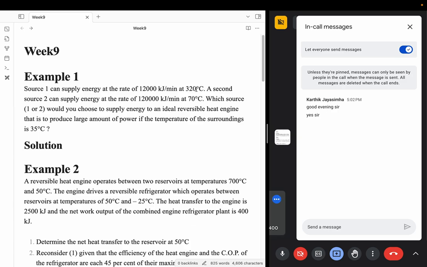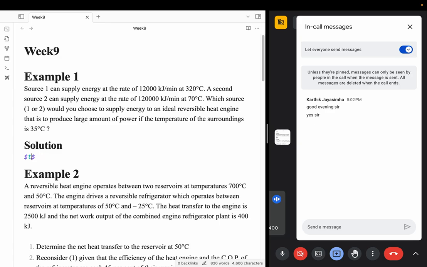So here we have two different Carnot cycles. The sink temperature, or the cold reservoir temperature, is 35 Celsius for both of them, but the hot reservoir temperature is different, and the heat supplied from the source is also different. Now we need to select one of these cycles such that maximum power is generated, that is, maximum work can be produced out of the heat engine. So how do you proceed with it?